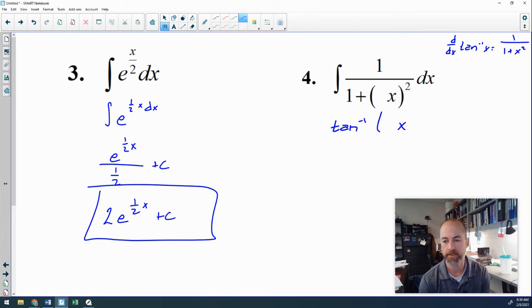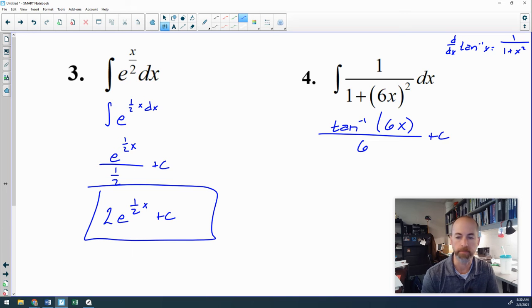of x, but there was a 6 in front of the x. So I'm going to keep the 6, we'll divide by it, and put a plus c at the end. There we go. So very quick antiderivatives. If you can recognize the patterns and recognize these memorized antiderivatives, it's that easy. It's very, very quick.